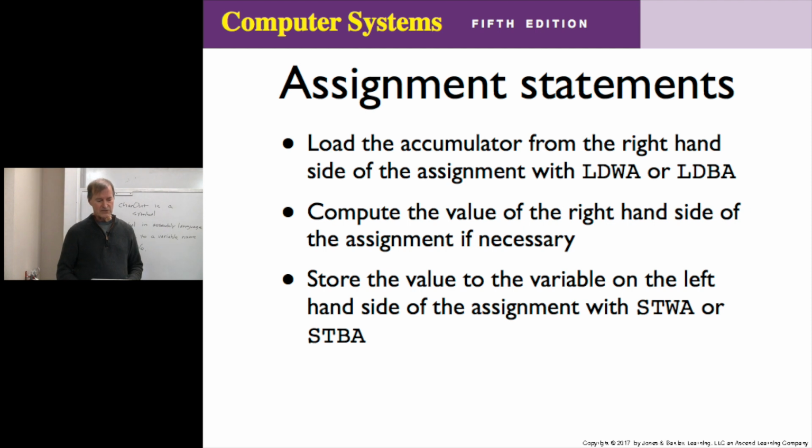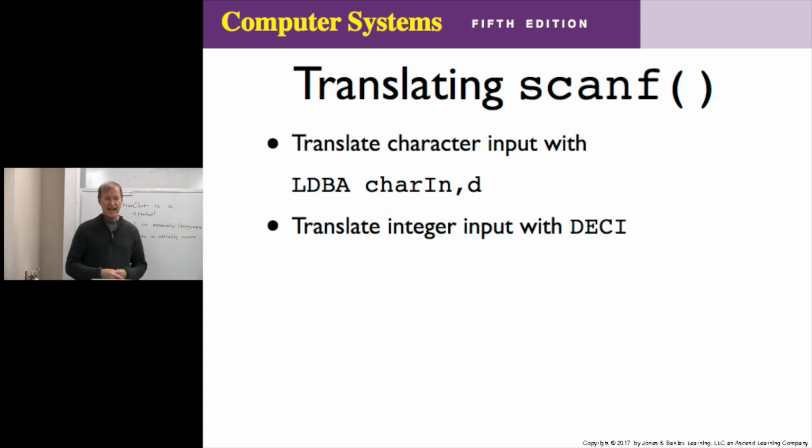Okay. So load, and it's either load word or load byte, depending on if it's an integer variable or a character variable. Are you with me? And then scanf is our input, right? So how would you scanf a character? Instead of doing store byte accumulator from char to char out, which is how we did the output, what do we do? Load byte accumulator from char in, using direct addressing. And then we translate integer input with deci.